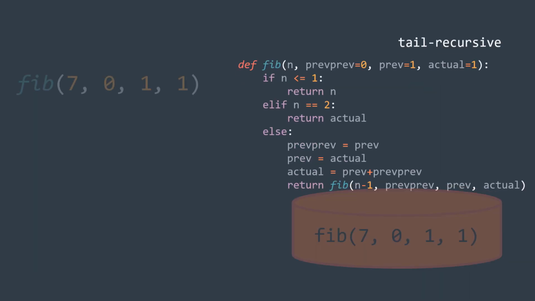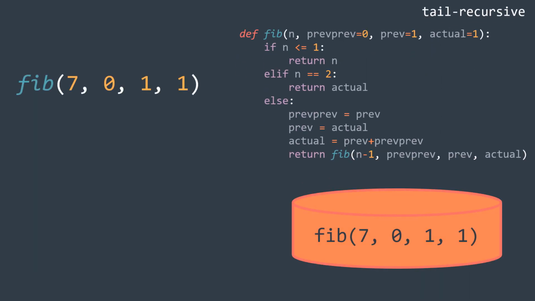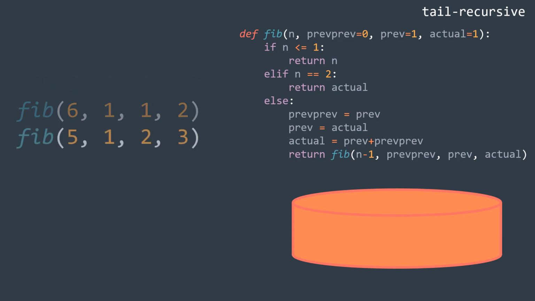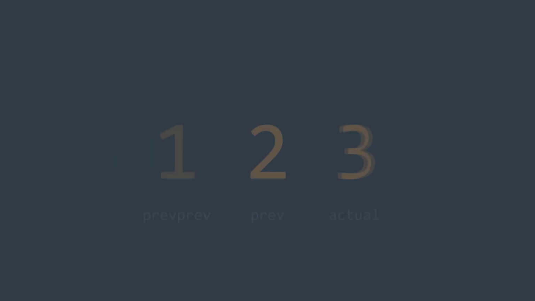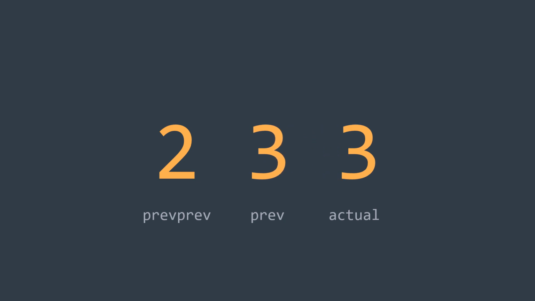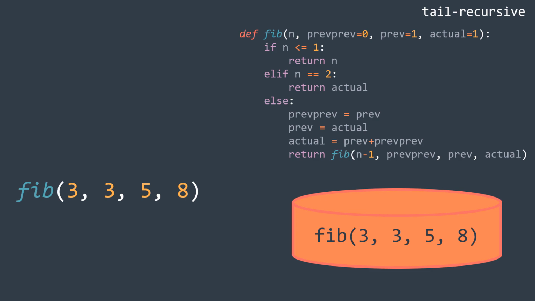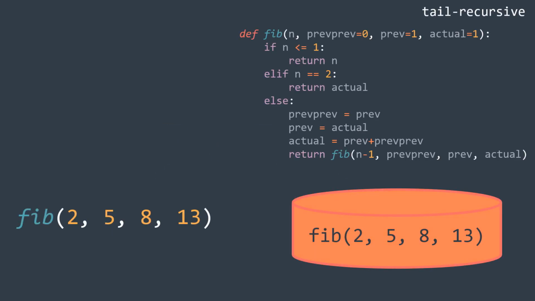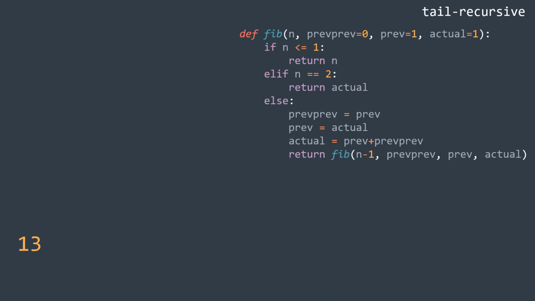Let's see how it works with n equal to 7. The first call is fib 7 0 1 1. It returns fib 6 1 1 2, which returns fib 5 1 2 3, which returns fib 4 2 3 5, because 1 became 2, 2 became 3, and 3 became 3 plus 2, which is 5. This call returns fib 3 3 5 8, here 2 became 3, 3 became 5, and 5 became 5 plus 3, which is 8. Then this call returns fib 2 5 8 13, and here n is 2, so we reach the base case, we return actual, which holds the value 13.